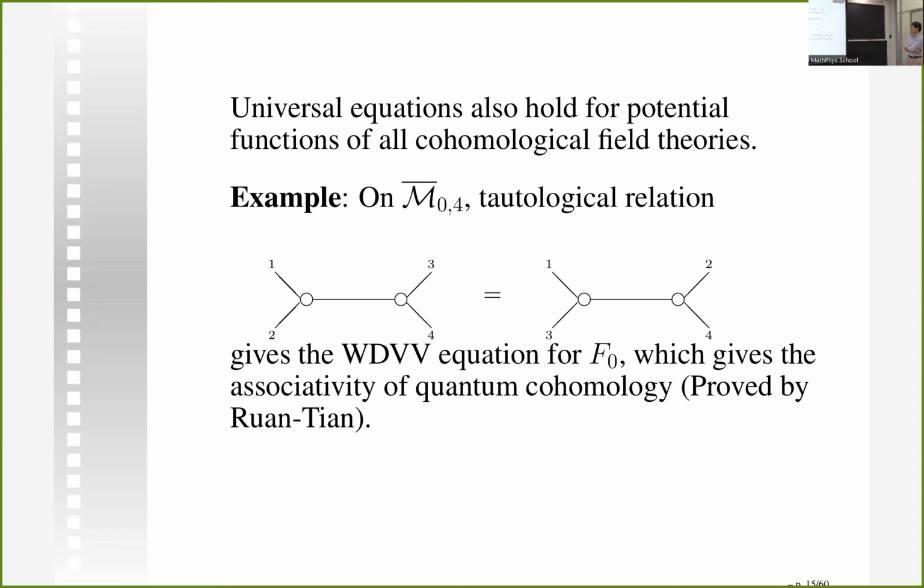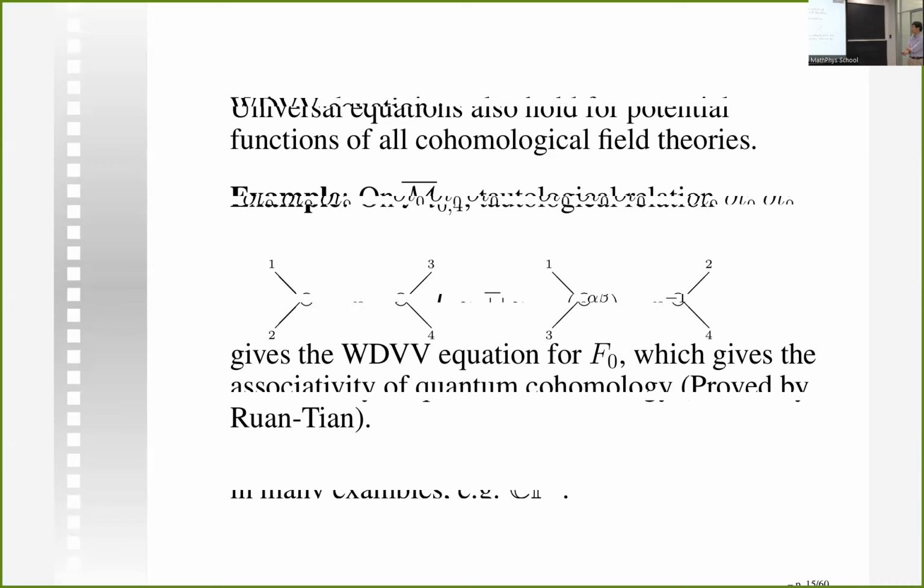The different boundary points differ from each other just by the labeling of the marked points. And then there's of course a simple fact: these different boundary points should represent the same class. So there's a very simple relation. But when you translate this simple relation to universal equations, it will give us a very interesting equation, called the WDVV equation for the genus zero function.